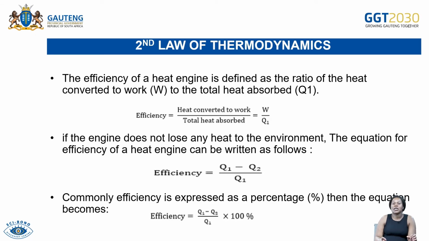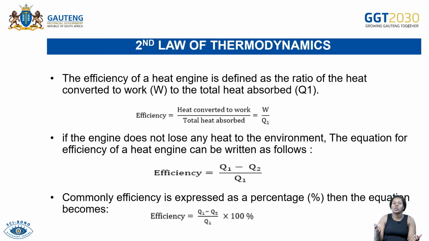Now, the efficiency of the heat engine is defined as the ratio of the heat that is converted into work to the total heat absorbed. How much was totally absorbed by the system, and how much was converted to doing work. So when we calculate the efficiency, we say the heat converted into work divided by the total heat that was absorbed. Of this total amount of heat absorbed, how much of this percentage was converted into work, and how much was taken by the environment.